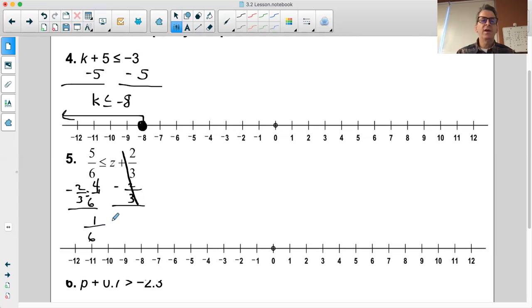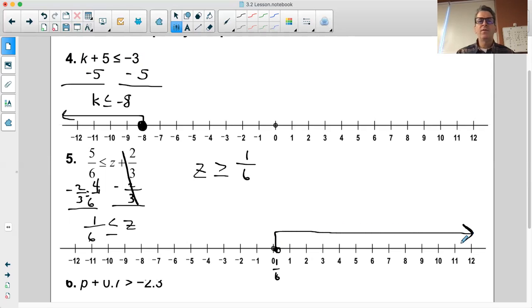And this cancels here. So you end up with 1/6 less than or equal to z. So your solution set will be z greater than or equal to 1/6. So let's find 1/6 first, which is right about in here. Okay, fairly close. We're going to put a solid dot at 1/6, and if you want, label that 1/6. And we're going to graph everything greater than that.